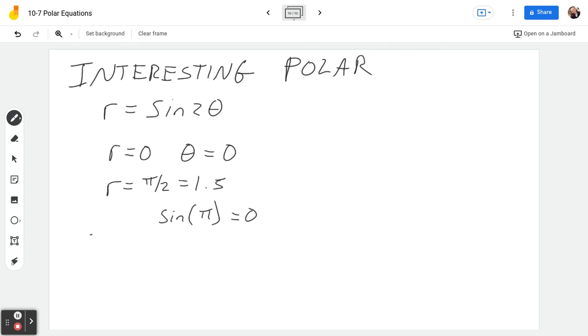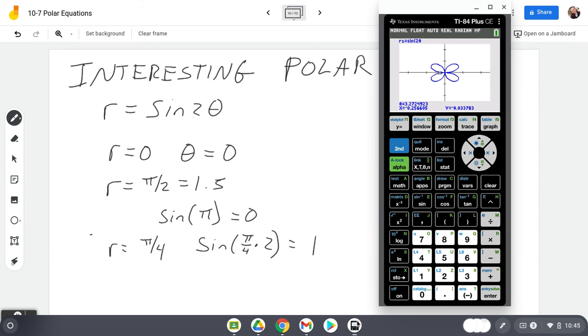Let's pick something maybe a little bit easier. Let's go ahead and pick pi over 4. That actually, I think, should show up. So let's try this one. Let's say r is equal to pi over 4. If r is equal to pi over 4, then I have sine of pi over 4 times 2, which is going to be sine of pi over 2, which should be 1. So let's go ahead and take a look at this. I'm going to look for when my theta is about 1, which should be up here.